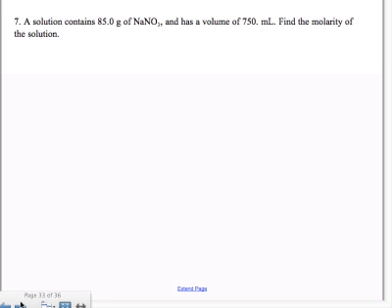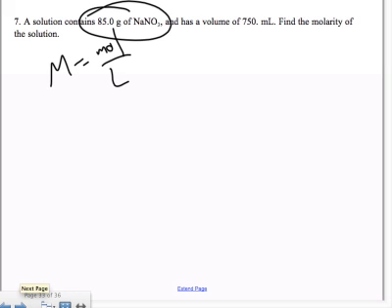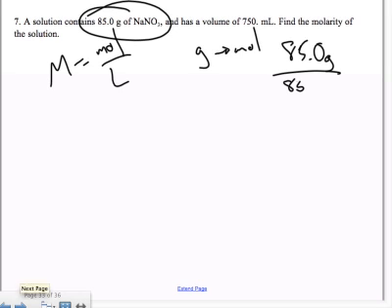Okay, we need to find the molarity of this solution. So the first thing we need to do, because molarity equals moles per liter, but we're not given moles, we're given grams, so we need to convert grams to moles. We do that by dividing the grams given, which is 85.0, by the mass of the compound, which happens to be 85, and that tells us we're going to have exactly 1 mole of compound.